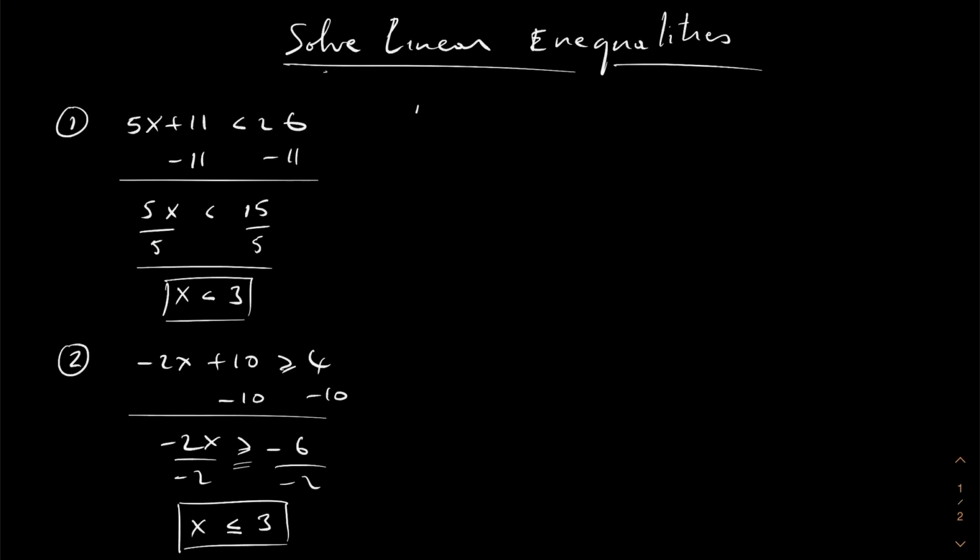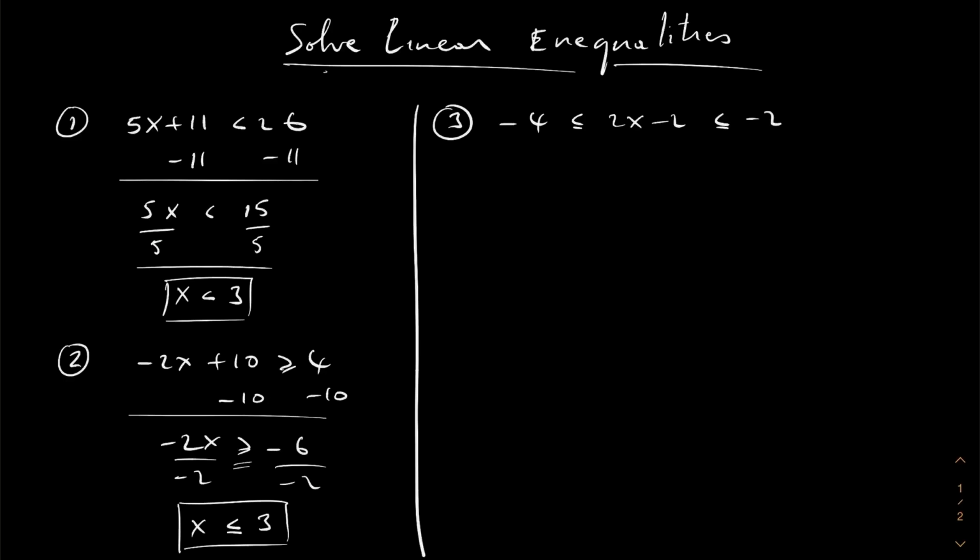All right, let's go for example number 3. I'm going to give you negative 4 less than or equal to 2x minus 2 less than or equal to negative 2. Right? In this case, I have a double inequality, but don't fear. The steps are always the same. Isolate the variable x. In this case, you're going to isolate it in the middle, and whatever you do on one side, you do on the other.